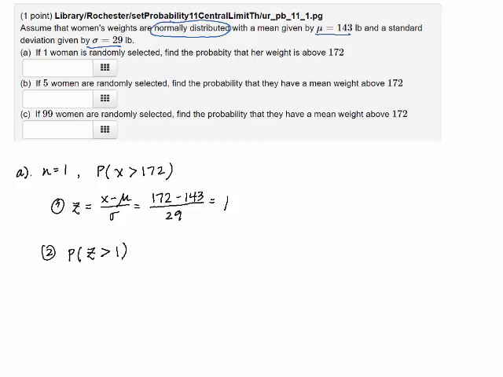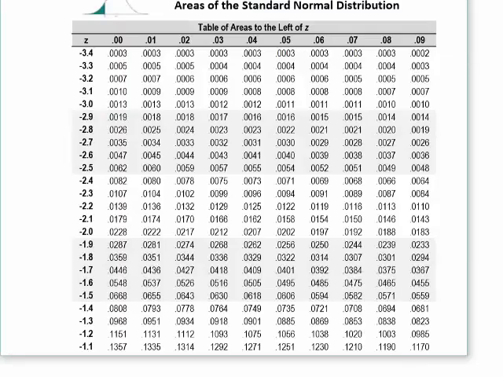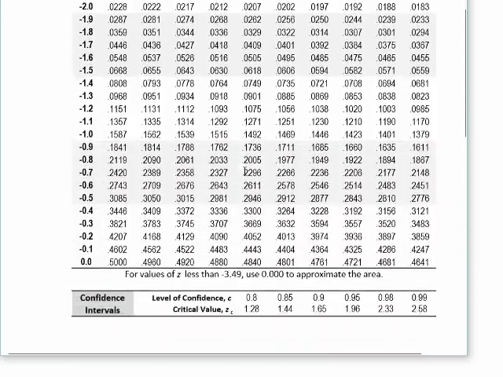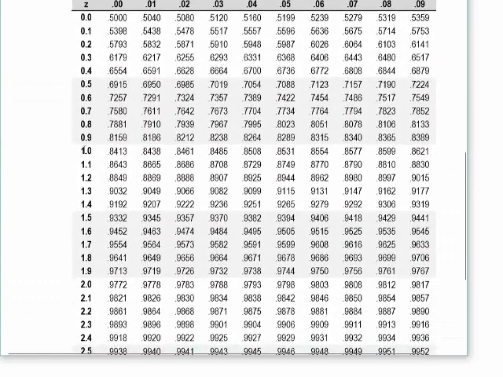So we took the x value, turned it into a z. We'll look at the table for this value. We can either do 1 minus the probability or the table value that we get. So let's go see this table value at 1. Look up the table here. Positive 1, 1.0.